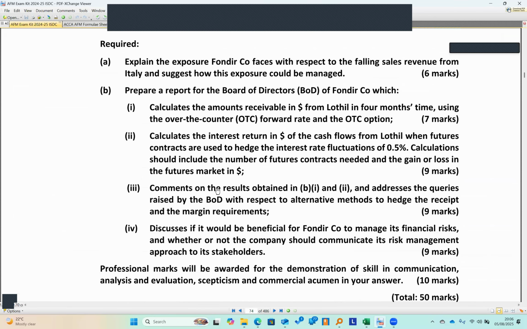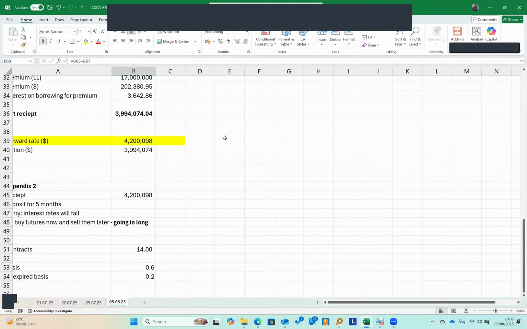And now the next part is just to comment on the results. Okay. And also discuss whether it is beneficial for us to manage risks and whether or not the company should communicate the risk management approach to the stakeholders. Now, I wonder whether this is understood before we go to those theory parts and the discussion part.